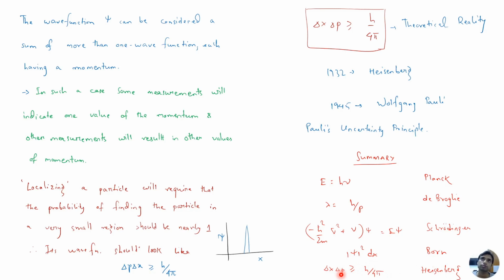who told that one cannot determine the momentum and position simultaneously of a quantum mechanical system.